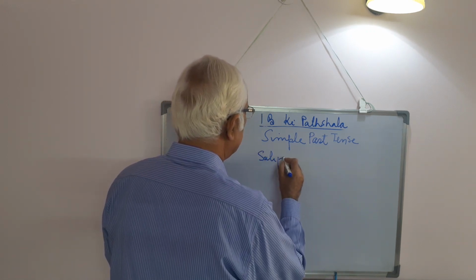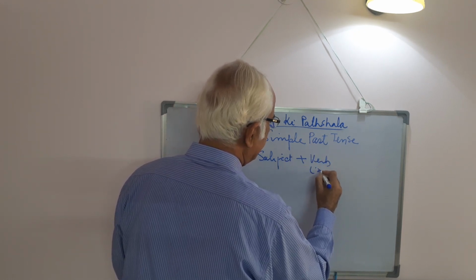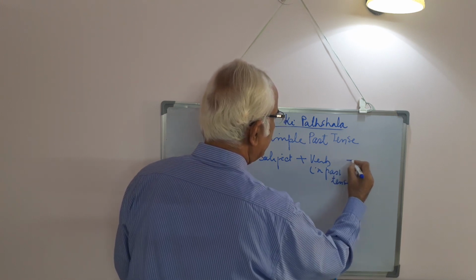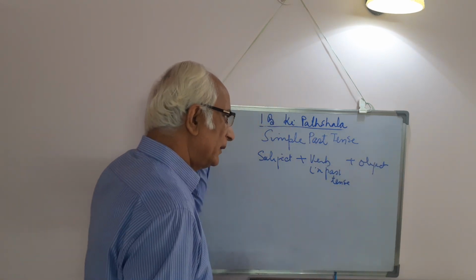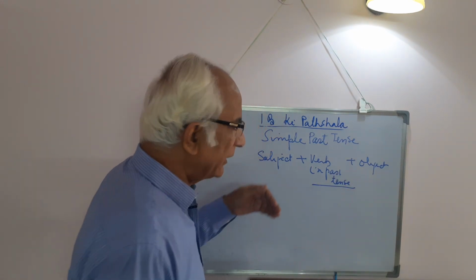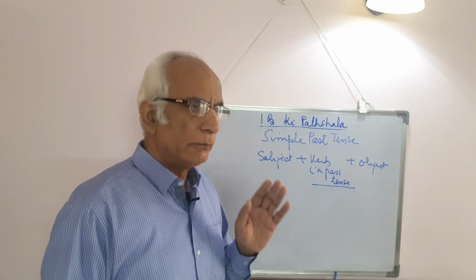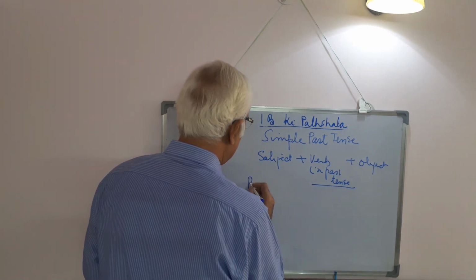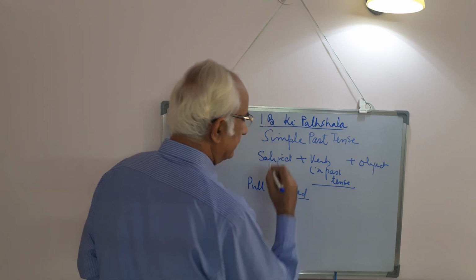subject plus verb in past tense plus object. There will be no helping verb. Now, you have to remember there are certain ways a verb is changed into past tense. In most of the cases, we add ed. For example, pull, pulled. We add ed.